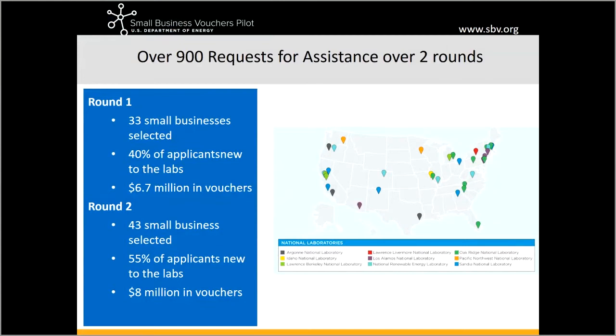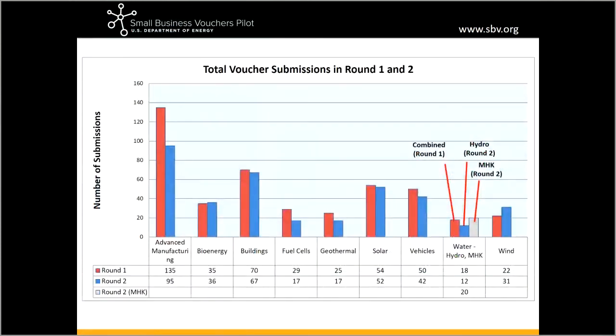And you can see on the right a map of where the various companies are that were successful in obtaining small business vouchers. And you can see the labs with whom they're working. If you look at where the submissions came in, you can see that it is roughly in proportion to the budget that's available. And I would encourage you to look closely at the notice of opportunity on the sbb.org webpage to see what funding is available per technology area.